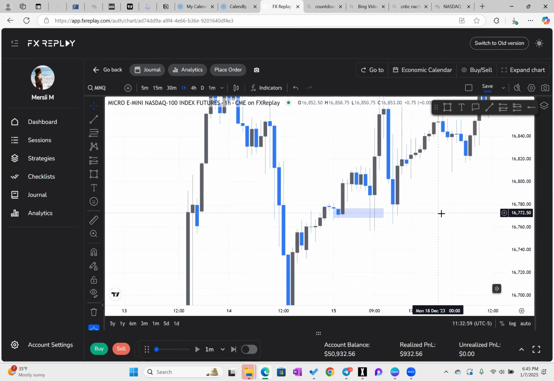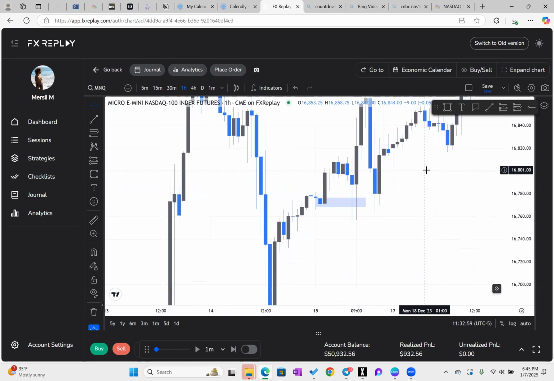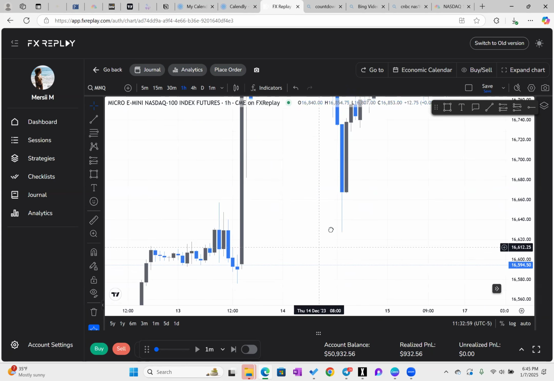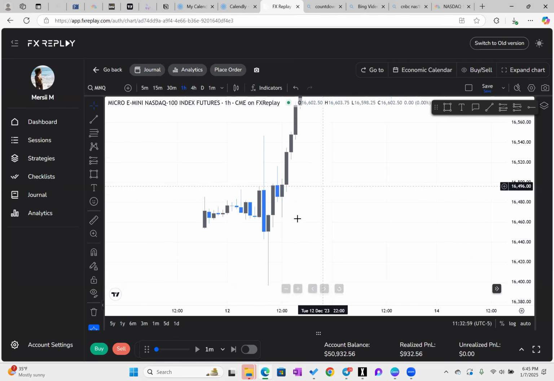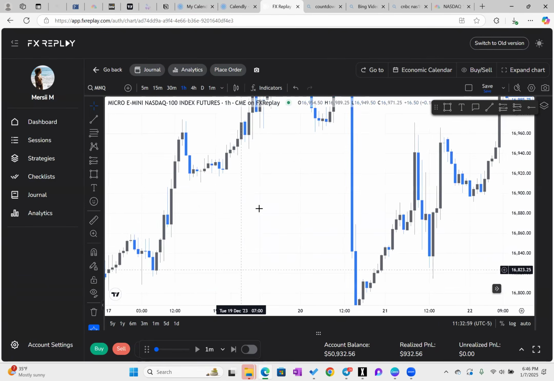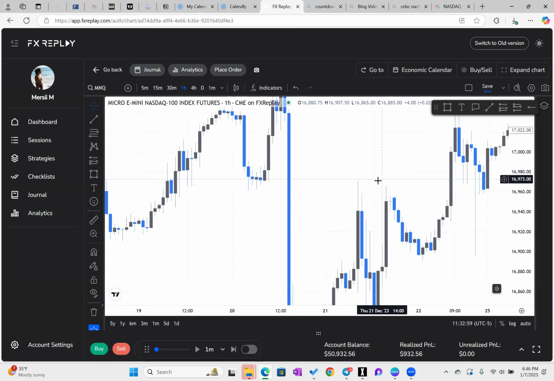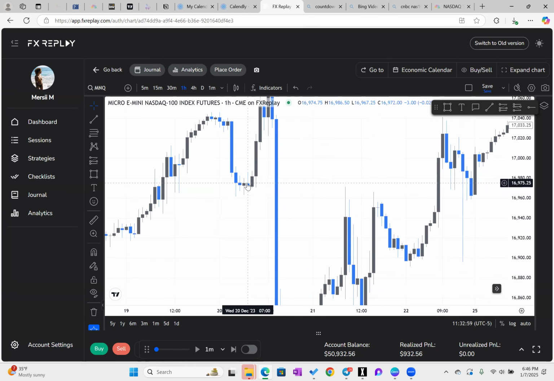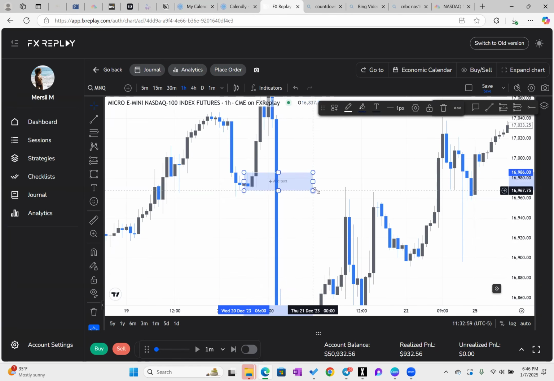Then you have something called breaker blocks. Breaker blocks are when price disrespects an order block. So let's find a breaker block. Here we go. Notice how this is the last down candle before bullish momentum. I'm going to draw it from wick to wick because it's a small body and small wicks.